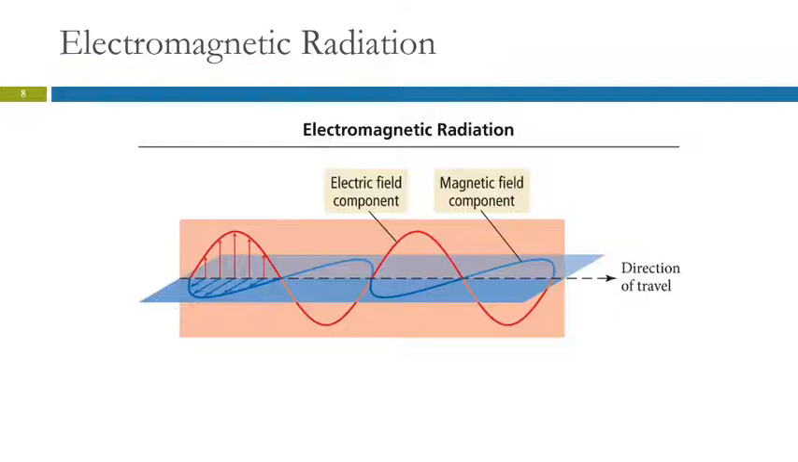So here we have an illustration of these two oscillating fields. Here's the electric field oscillating up and down, the magnetic field oscillating in and out. They are traveling together in the same direction, and they're traveling at the speed of light.